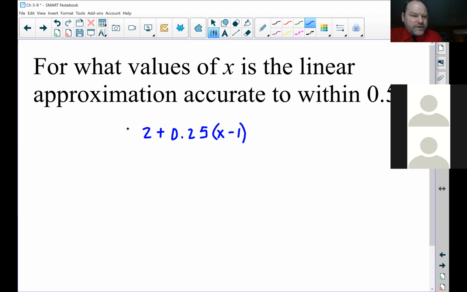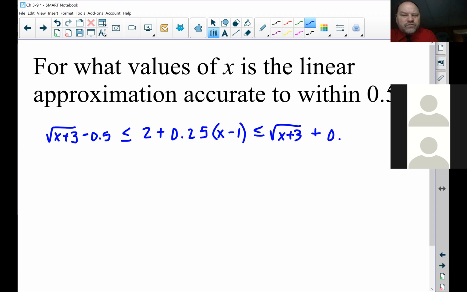So our approximation could be greater than the actual minus 0.5 or less than or equal to the actual plus 0.5. So just taking that margin of error, adding it and subtracting it from the original and comparing it to our linear approximation.